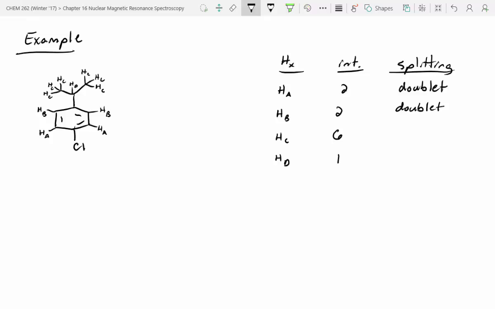All right, and then let's do HC. How many 3-bond neighbors does HC have? Just 1, right? We've got that HD proton that's 3 bonds away. So this will be split as a doublet as well. And then the crazy one, HD. How many 3-bond neighbors does HD have?